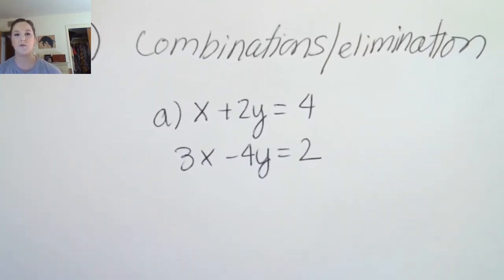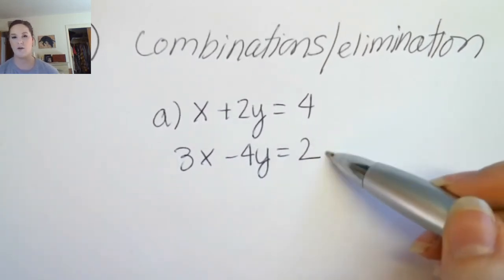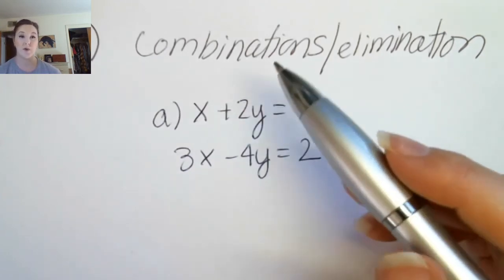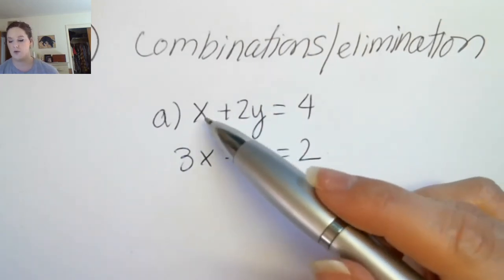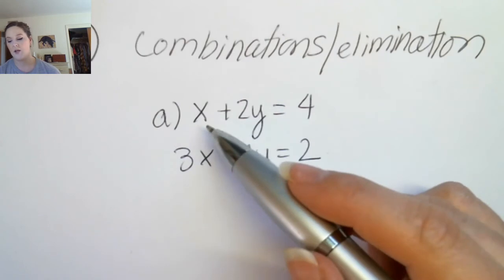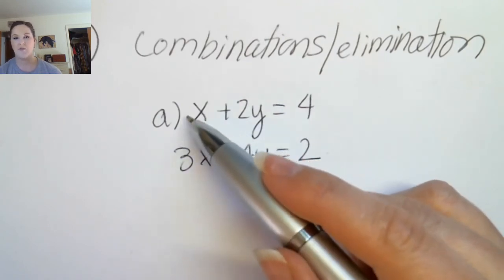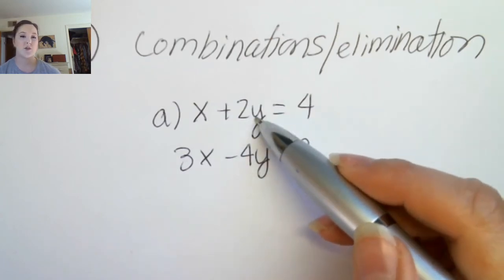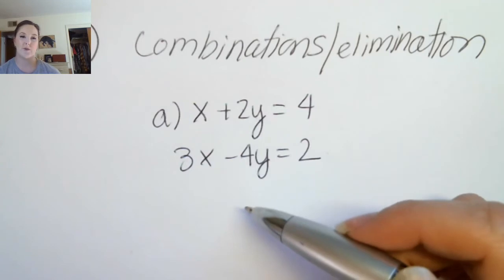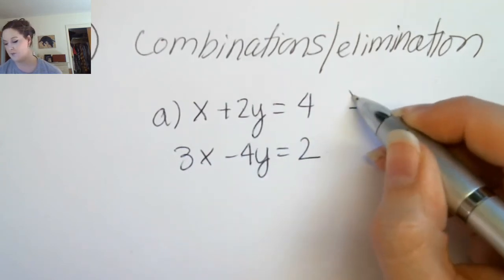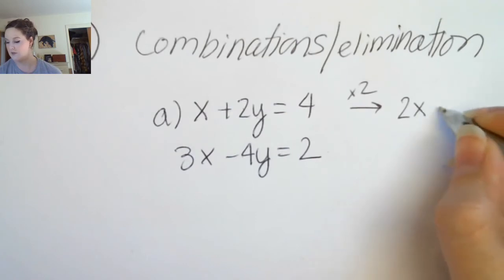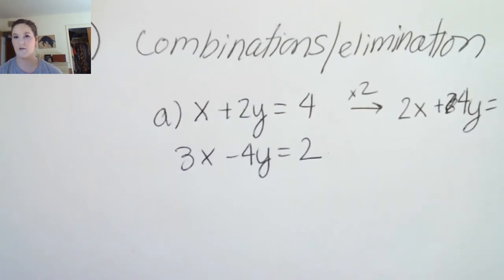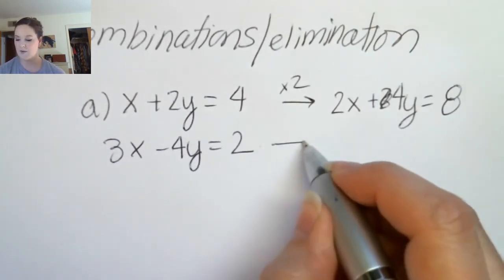Okay, so the point of this method is to multiply one or both of these by a constant so that you can eliminate one of the variables when you add, okay? So you have a choice here, okay? So you could either multiply this by -3 to get opposites, so when you add them you get 0, or you could multiply this by 2 so that this is opposites and when you add them you get 0. Okay, so let's multiply this by 2. So that would give me 2x plus 4y equals 8.